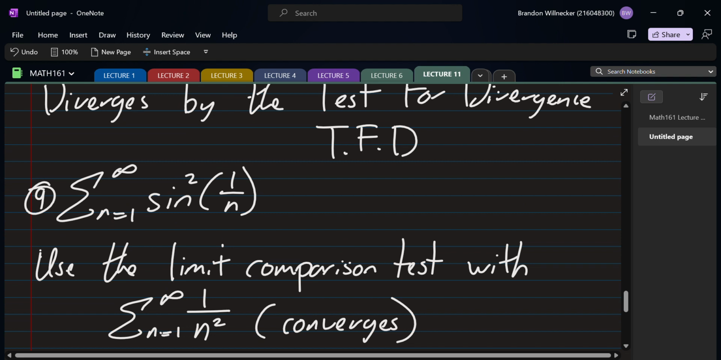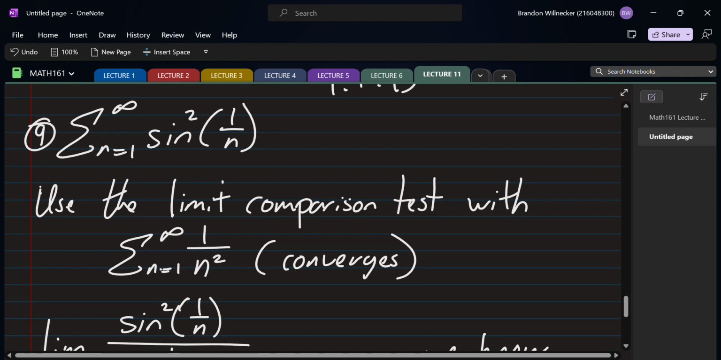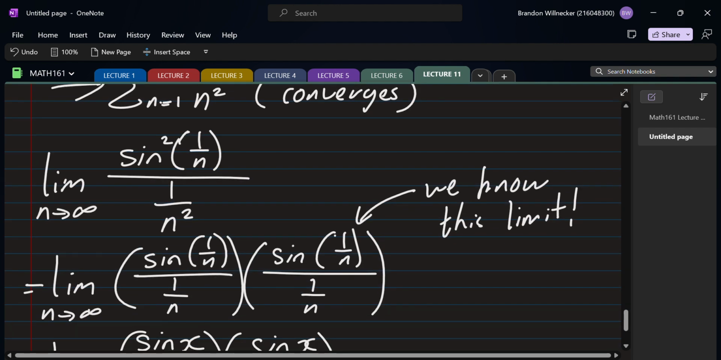So that gives you an idea of how to choose your series. You're given something, and we need to choose another series, this one over here, such that when we take the ratio, we know the limit. Okay, so that gives you an idea of what you should choose.